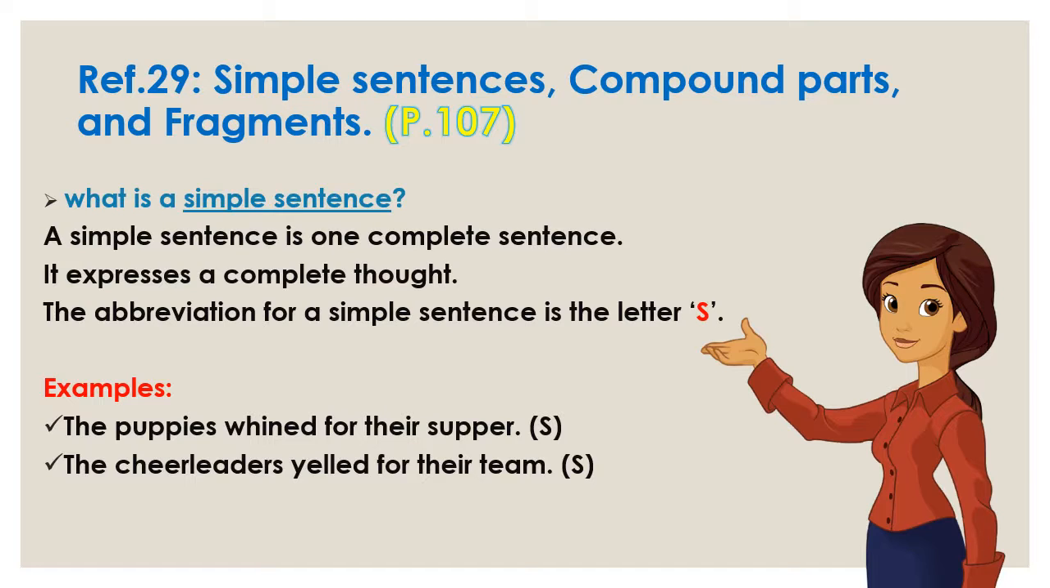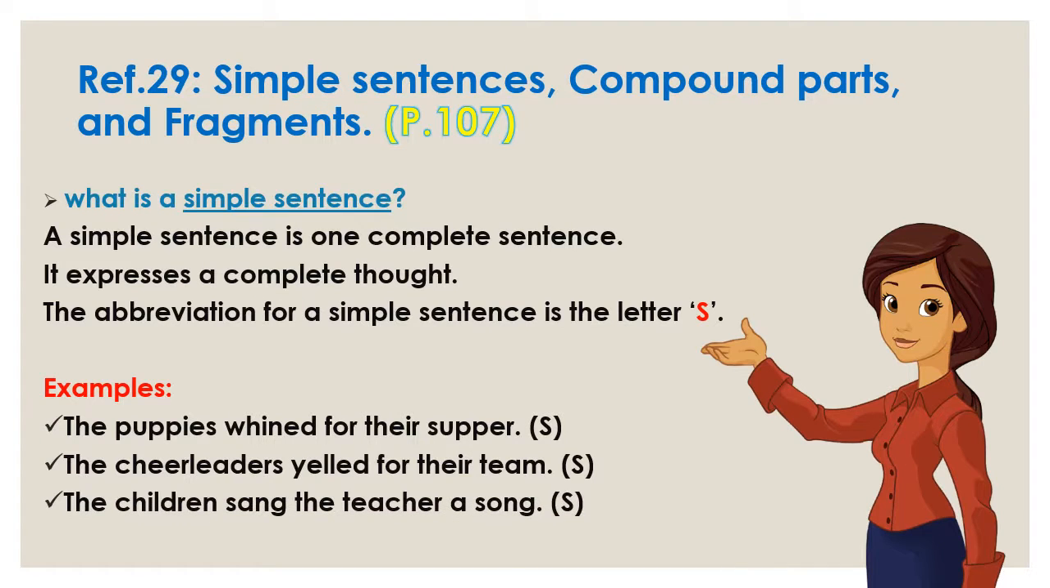Now, the cheerleaders yelled for their team. What did the cheerleaders do? They yelled for their team because obviously they want their team to win. So, do you understand this sentence? Yes, I fully understand it. So that means it is a complete sentence. So we can say this is a simple sentence because we can understand it very clearly.